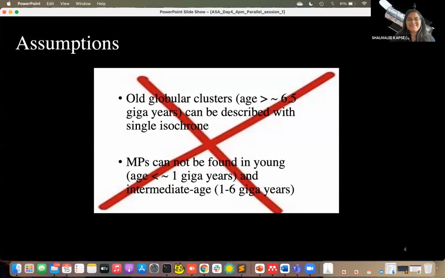So enough about the introduction. Two of the main assumptions which are now wrong, I think Maddie mentioned this yesterday: one of the ways that globular clusters can now be defined is that nearly all of them, with some exceptions, have multiple stellar populations in them. And another assumption which is now wrong is that clusters younger than 1 or 3 giga-years old don't have any evidence for multiple populations.